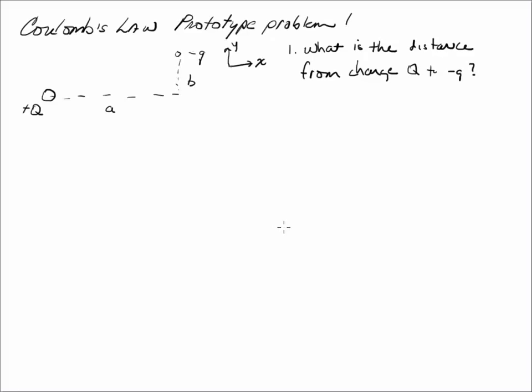What is the distance from charge Q to minus Q? Now, to get the best out of this exercise, pause the video and write down your answer. Of course, the distance we show in red, going from plus capital Q to minus small q, is the line shown in red, D, and that's simply the square root of a squared plus b squared.